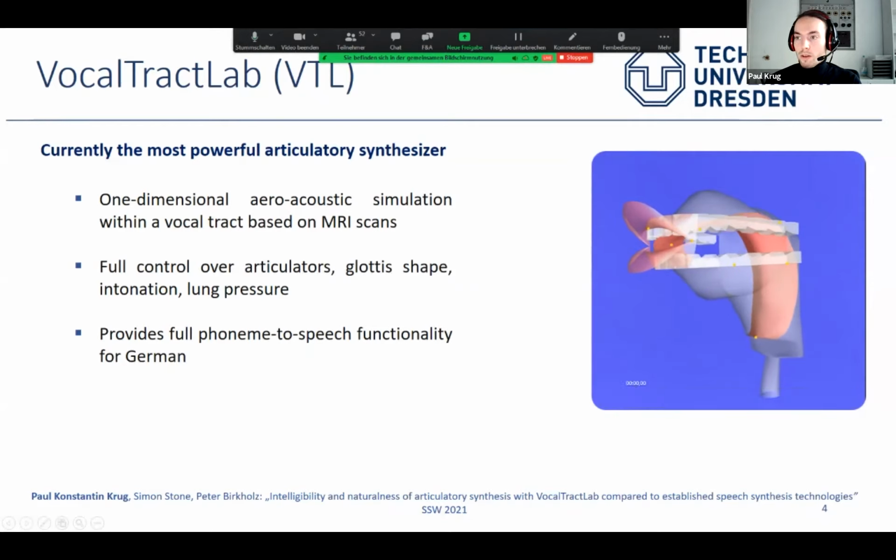So the Vocal Tract Lab gives us full control over all the articulators and the glottis model. It's not limited to German, so you can in principle produce any kind of sentences or utterances. However, the phoneme to speech functionality that the software currently offers is limited to German at the moment, because it involves some preset shapes of the vocal tract, and these preset shapes currently only exist for German.